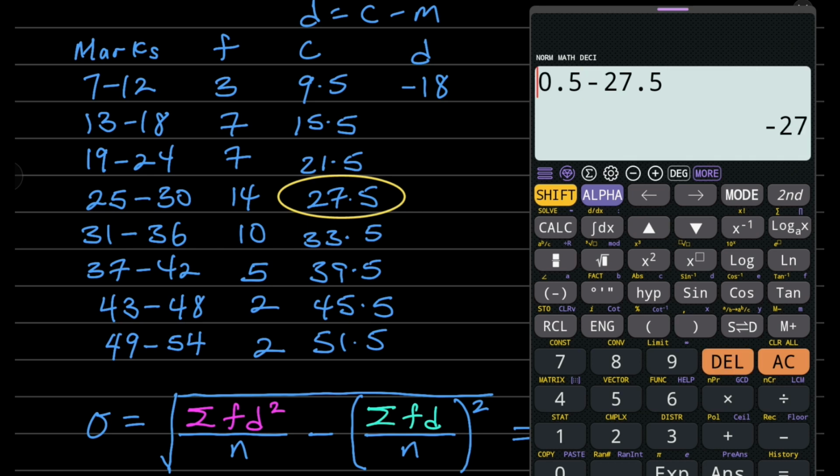The next is 15.5 minus M, I have negative 12. Up next, 21.5, negative 6. This should be 0 because when you subtract a number by itself. Next we have 33, 6, 39, 12, 45, 18, and then 51. So that's 24.